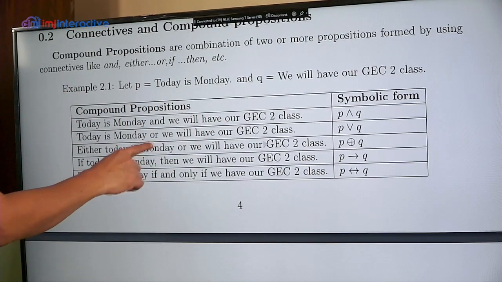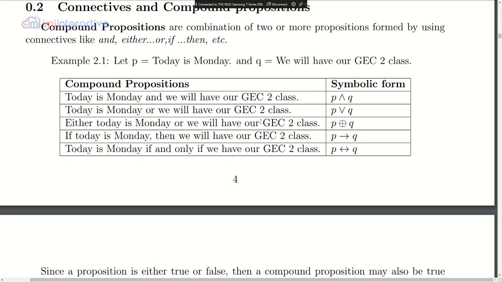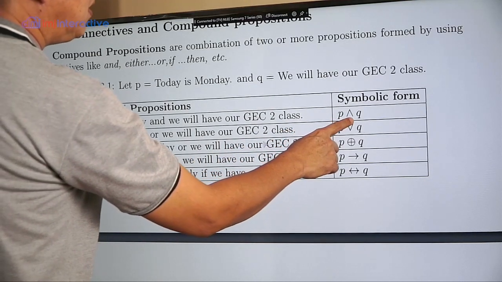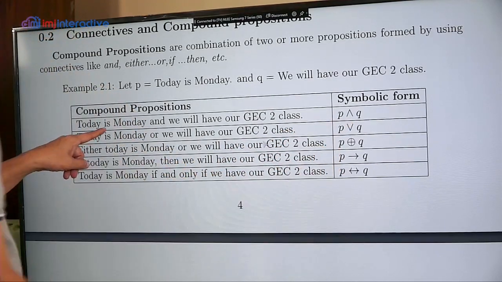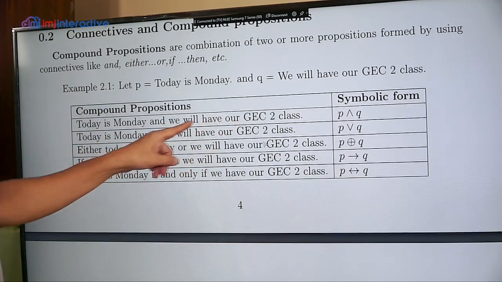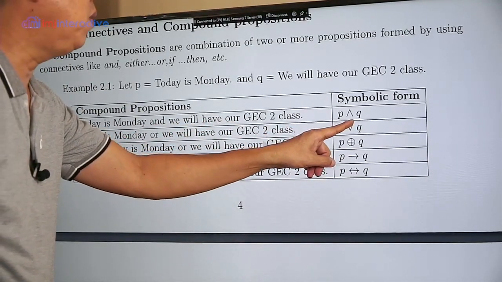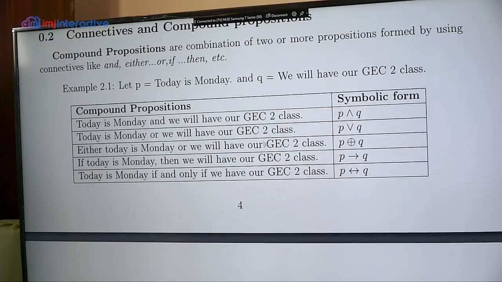Okay, the first connective is and. Today is Monday, and we will have our GE2 class. The symbol for and is an inverted V. So, this is your proposition P, proposition Q, inverted V. In symbol, you will write it this way.